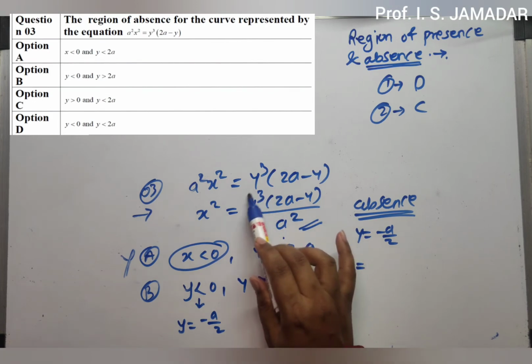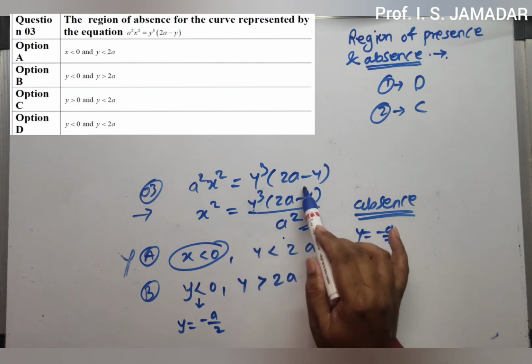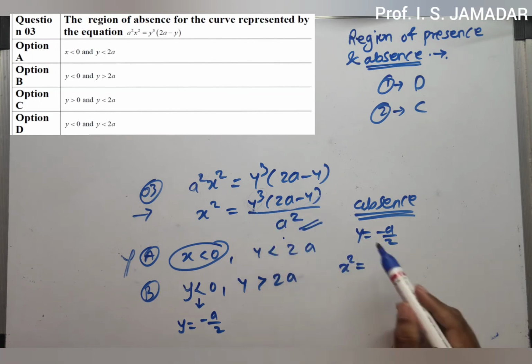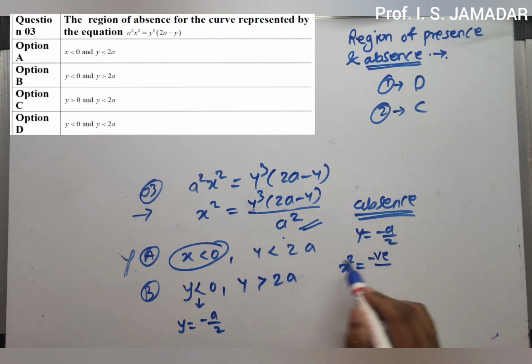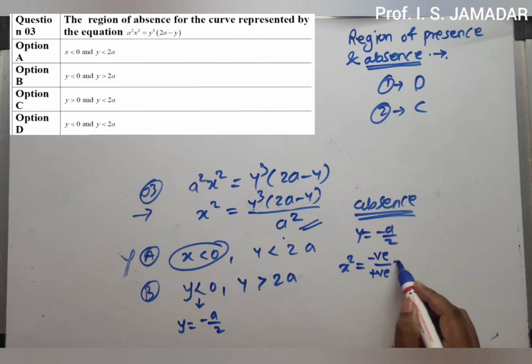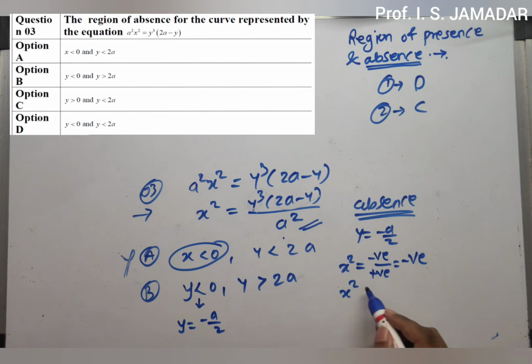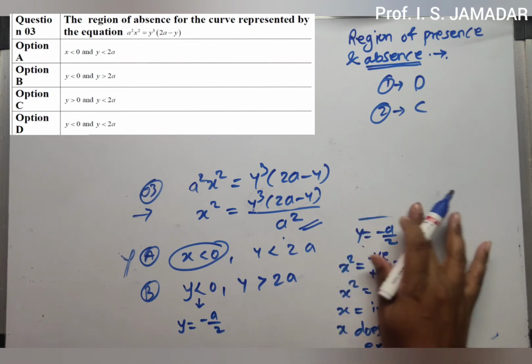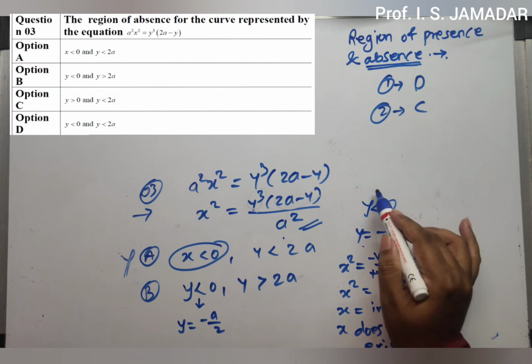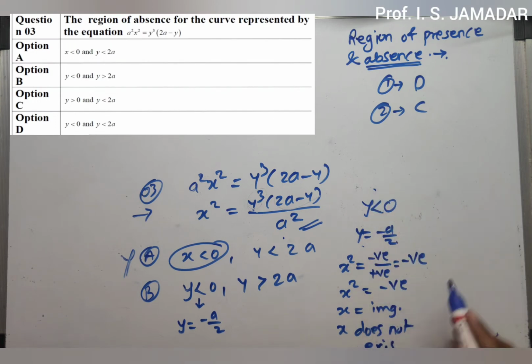Y cube will be negative. This term is positive, this is negative. So eventually the numerator will be negative and the denominator will be positive. But positive upon negative upon positive is negative. It implies x square is negative. That is, x is imaginary, which means x does not exist. So for y equal to minus a by 2, that is for y less than 0, the curve does not exist.